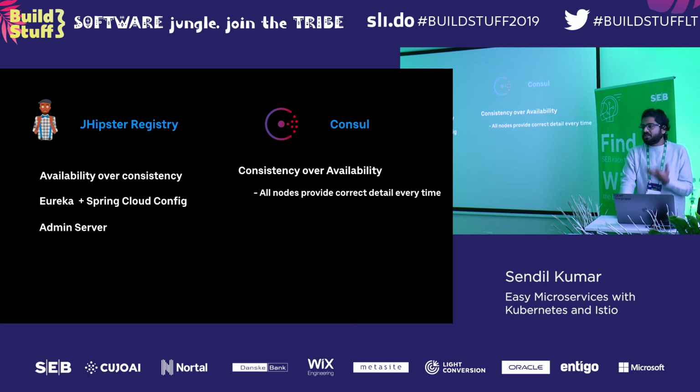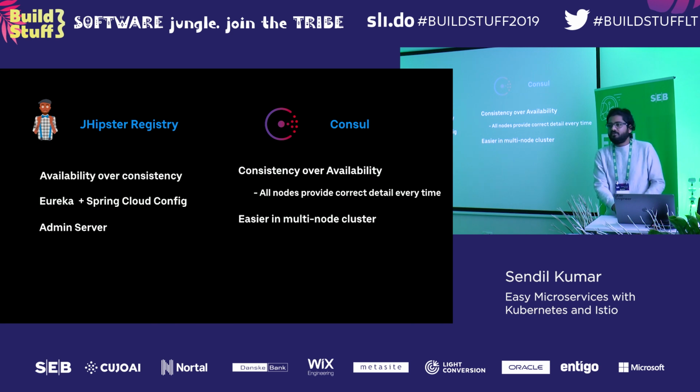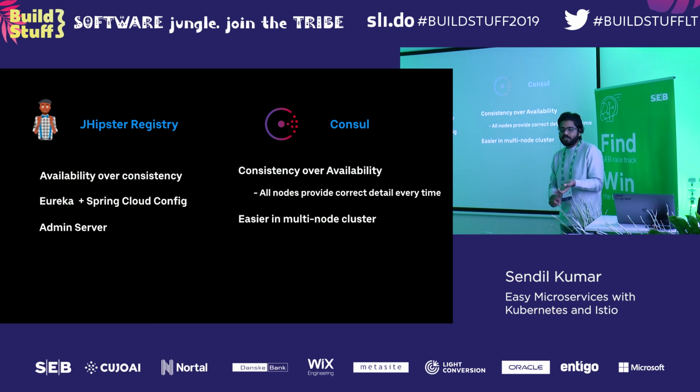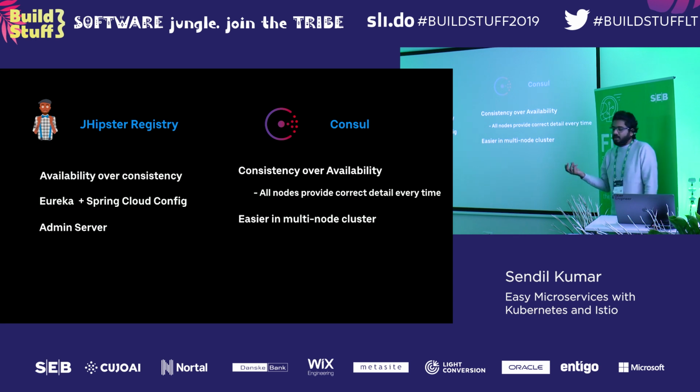And JHipster Registry is built on top of the Netflix OSS model. And Consul is very good for multi-node as well as language agnostic. Consul is language agnostic and lightweight, but the difference is Consul runs on all your microservices, which means you have to add Consul to each and every microservice that you have. On the other hand, JHipster Registry runs at a centralized location. That's a major difference.